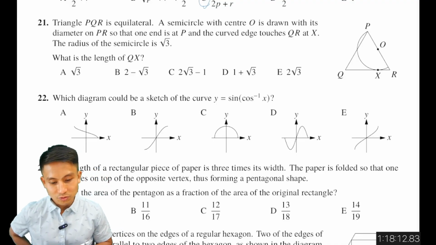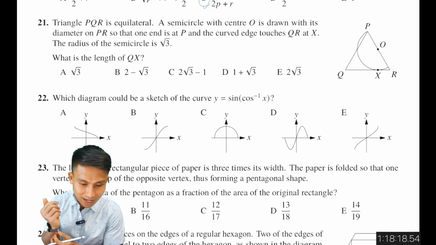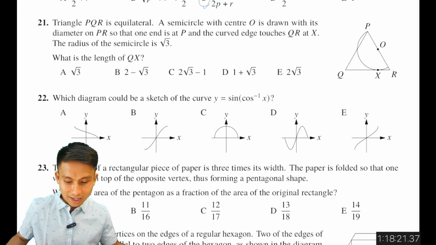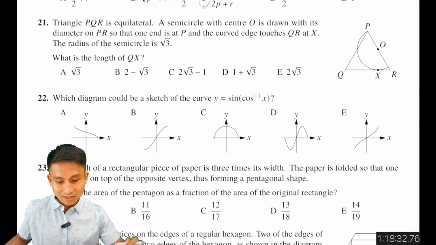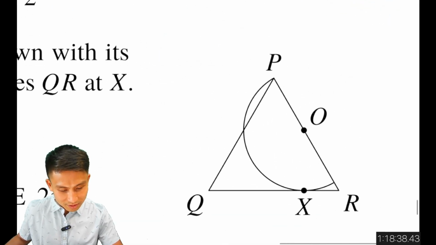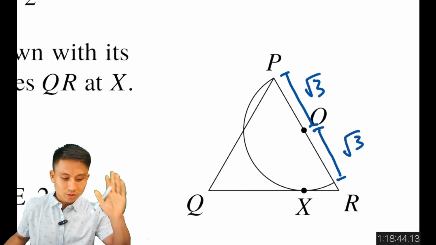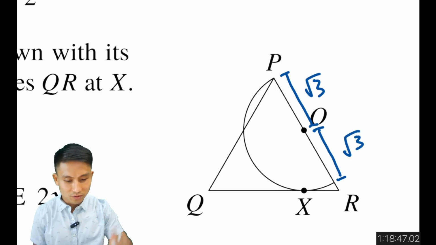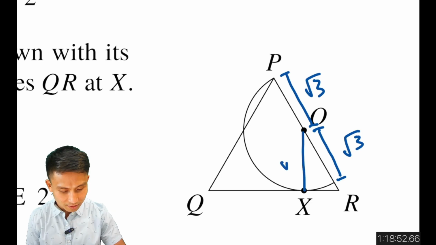Triangle PQR is equilateral. A semicircle with center O is drawn with its diameter on PR so that one end is at P and the curved edge touches QR at X. The radius of the semicircle is root 3. Equilateral and semicircle. Okay, I see. What is the length QX? All right, we got to be careful here. The root 3 is just this length and this length. So that doesn't mean the side of the equilateral is also root 3. No, it's also this root 3. Yeah. Okay, this is also root 3.